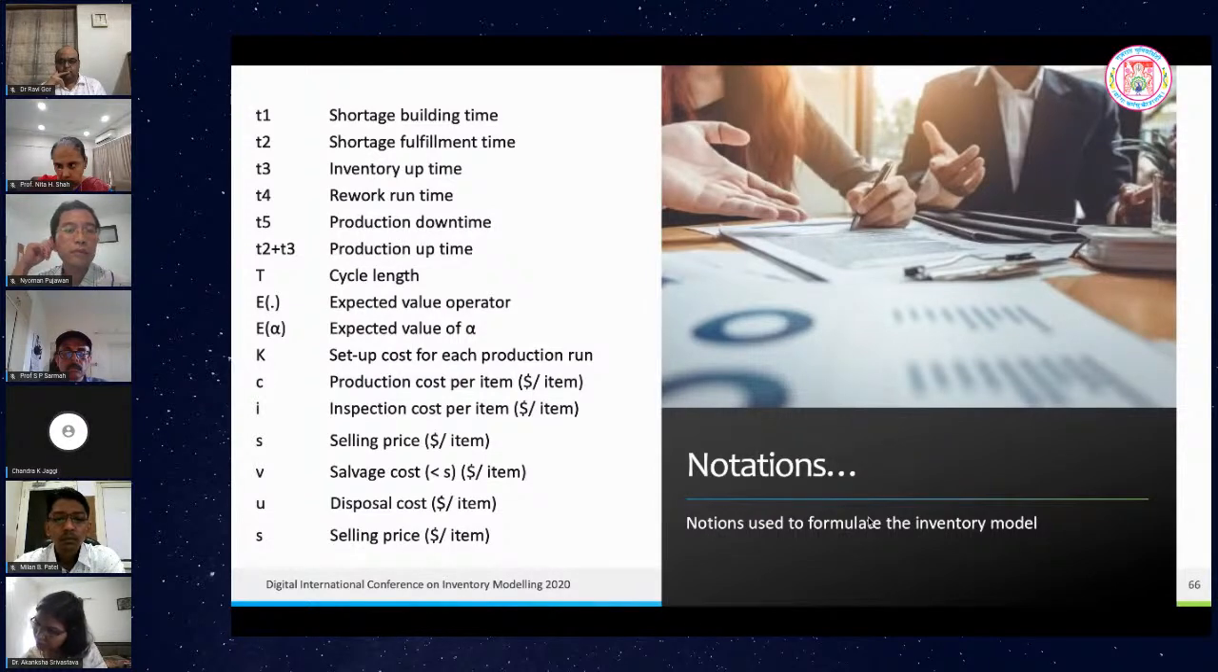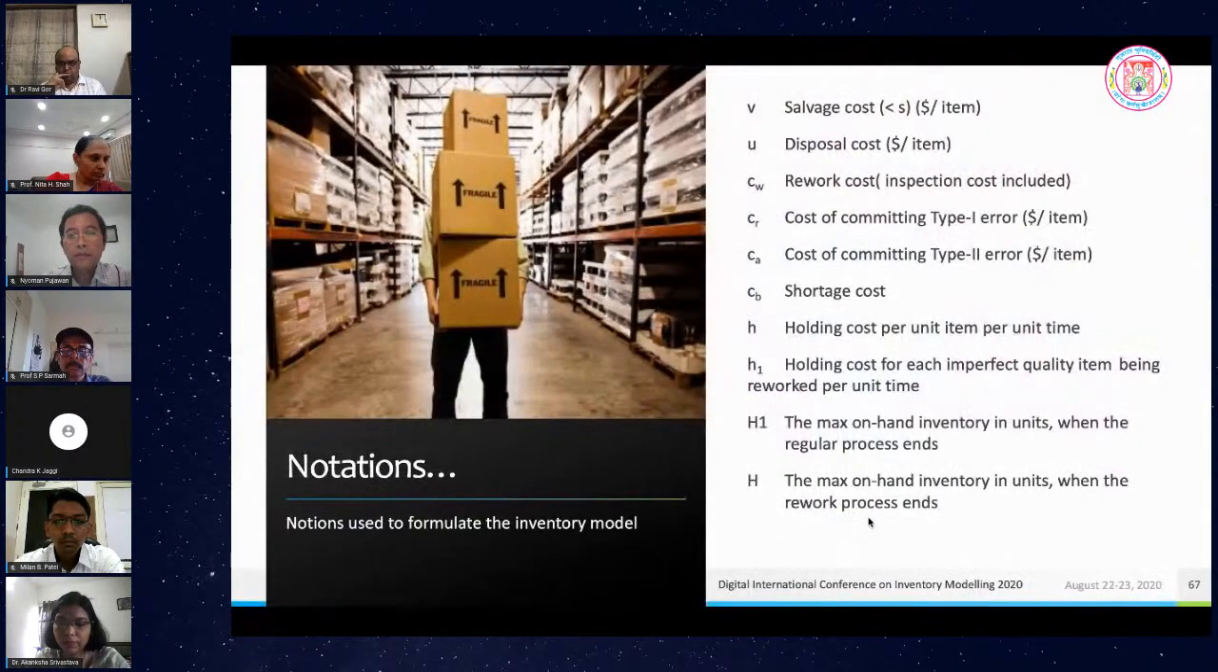These are the time units: T1 is the shortage building time, then the shortage fulfillment time, inventory up time, rework time, production downtime, production up time, cycle length, and the expected value of the operator. Then there are the salvage selling value, disposal cost, and the selling price. The salvage value is naturally less than S. We are also using the cost of committing a type 1 error and the cost of committing a type 2 error. And this is the rework cost.